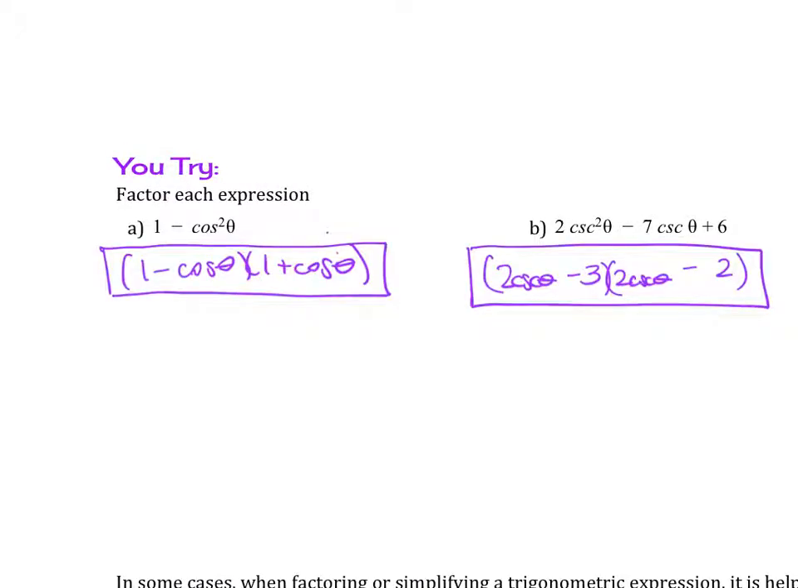If you tried this out, you would have gotten 1 minus cosine of theta and 1 plus cosine of theta for the first one. And letter B factors to 2 cosecant of theta minus 3 and 2 cosecant of theta minus 2.